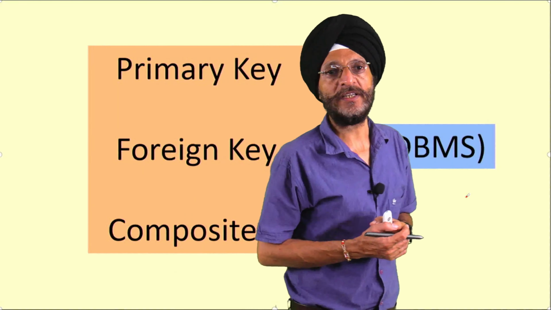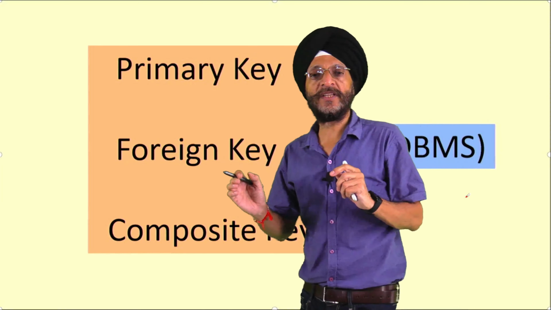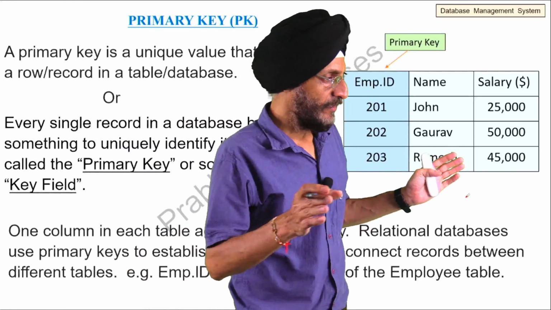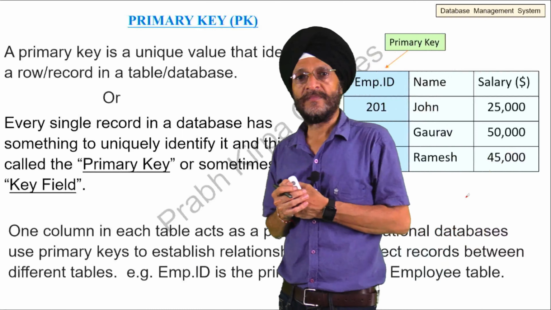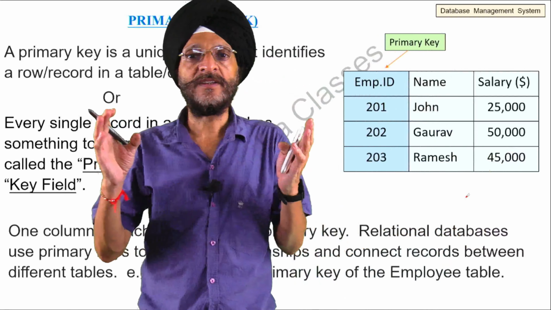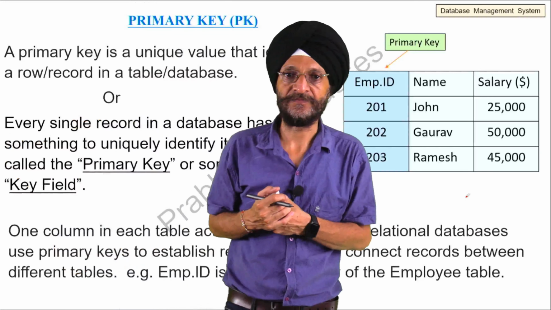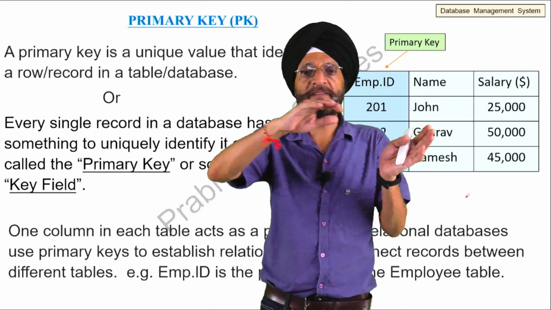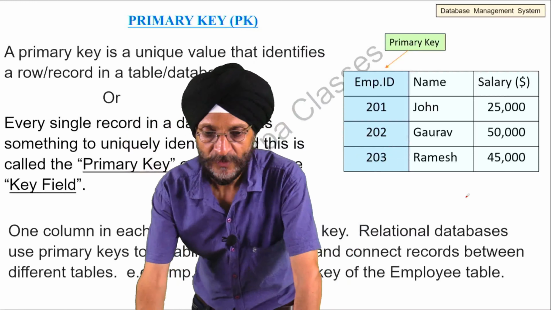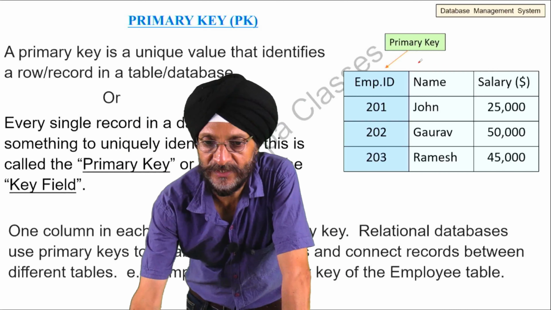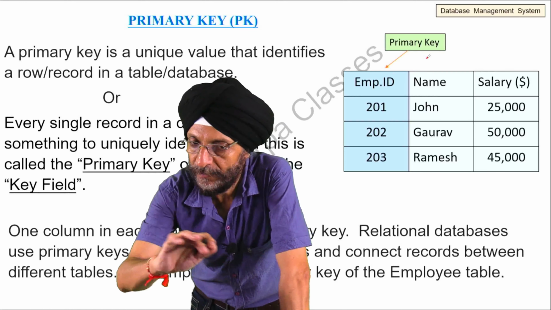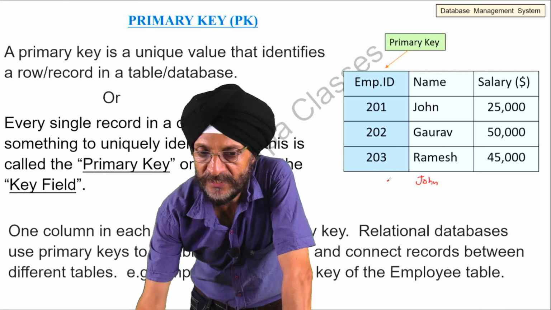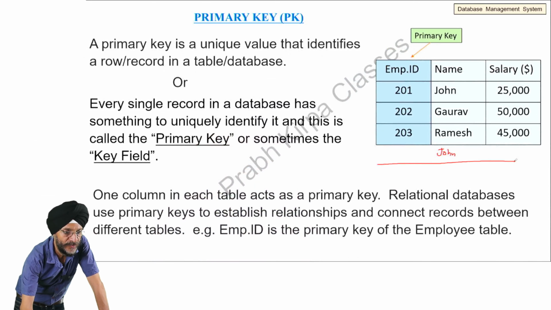Now the topic before us is primary key, foreign key and composite key. Suppose there is an organization in which say 100 employees are working. There may be many employees having the same name. Suppose we take the example of this organization where many employees are working. Here two employees are working with the same name, John.